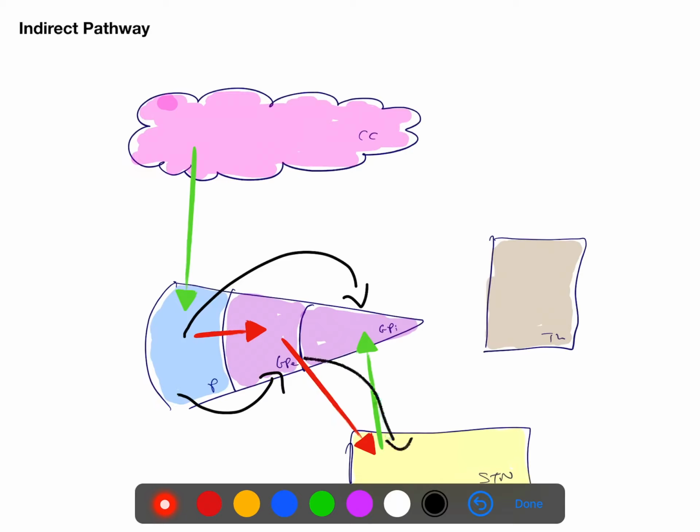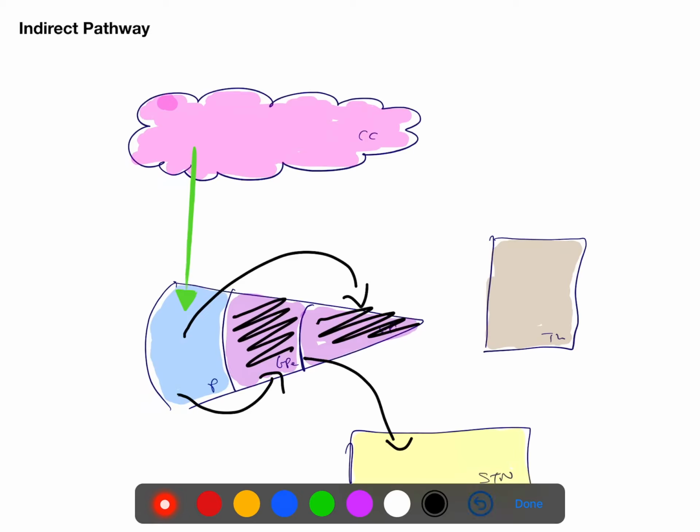So what happens when the cerebral cortex says, hey, I want to move? So it sends a fibre like that. I want to move. Well, the putamen has a choice now. So the putamen's deciding, are we going to move? If we're going to move, I'm going to turn off the globus pallidus internus. If we're not going to move, I'm going to turn off the globus pallidus externus. So watch what happens.